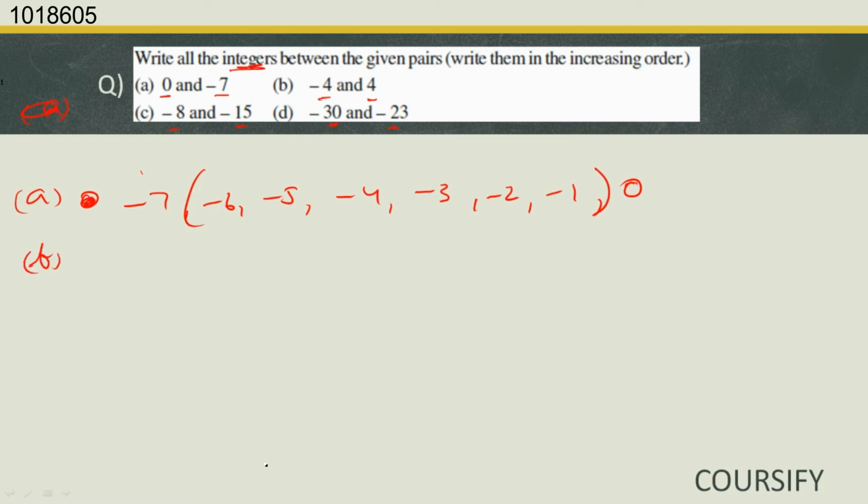In your exam, you will write only these 6 numbers. You will not write -7 and 0. So your final answer will be just this much: -6, -5, -4, -3, -2, and -1.